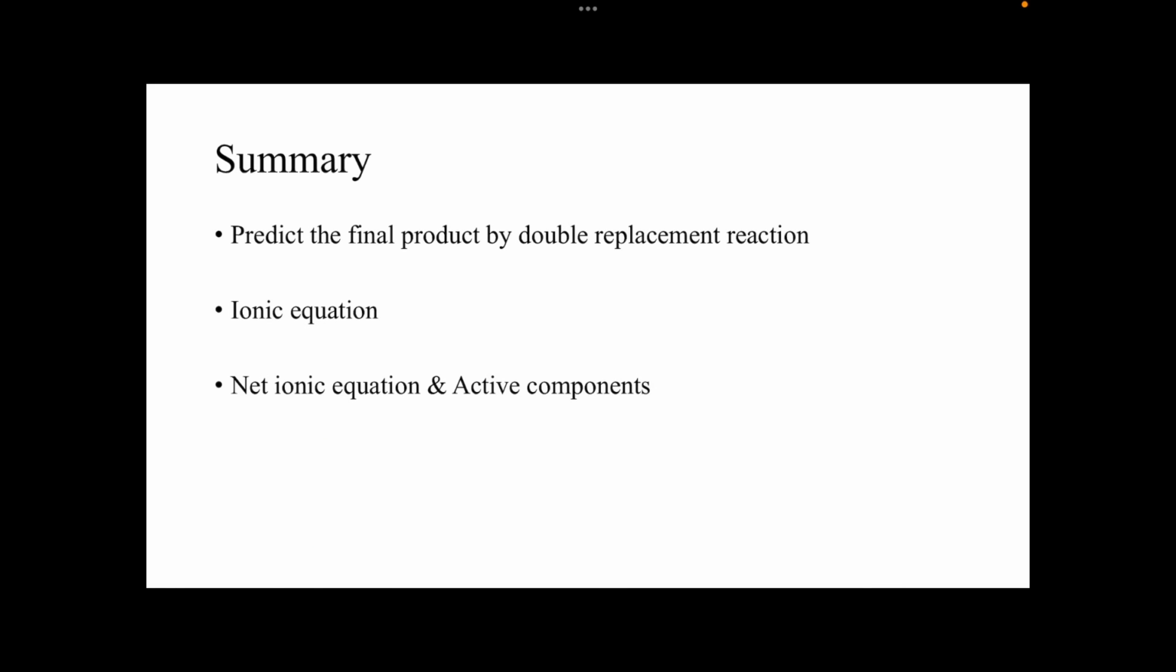This is a summary of this micro lesson. We've talked about how to predict the final products by the double replacement reaction, and you should be able to write the ionic equation by identifying all the ions in a solution. And finally, you should be able to write the net ionic reaction by canceling all the spectator ions and identify the active components that actually take part in the ionic reaction.